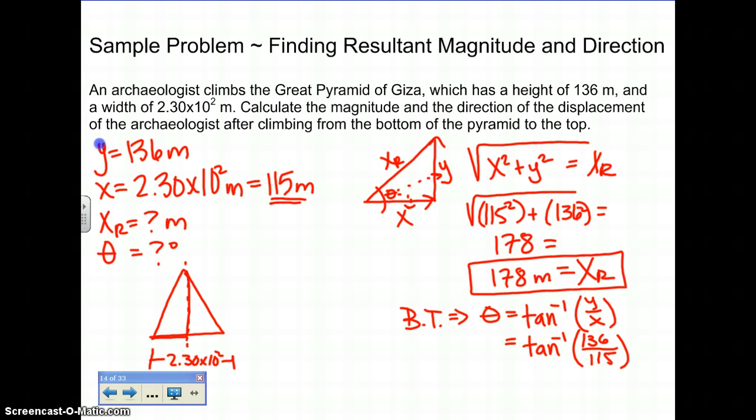Make sure you're in degrees and not radians, and check this out. Inverse tan parentheses 136 over 115 end parenthesis equals. That should give your calculator roughly 49.8, and you only want 3 sig figs. So therefore your final answer is 49.8 degrees. Lock it in, and let's move on to the next one.